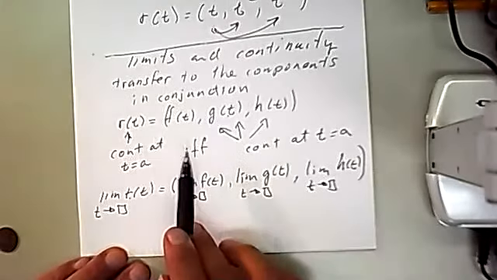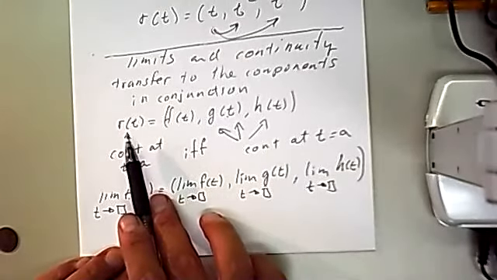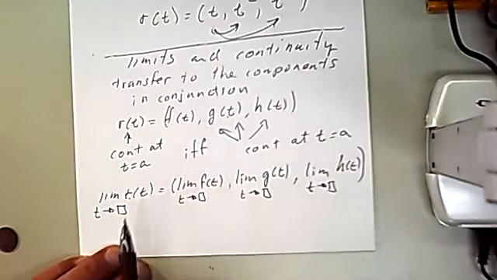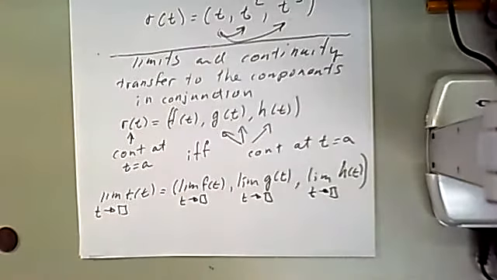And we can leave it at that as far as the limits go. Continuity, again, happens for the vector function if it happens to each one of the components, and all of the components at the same time.